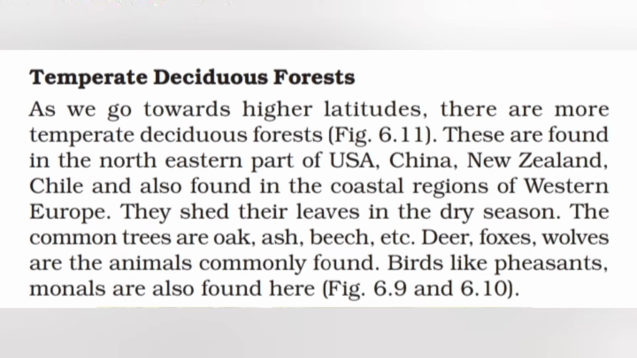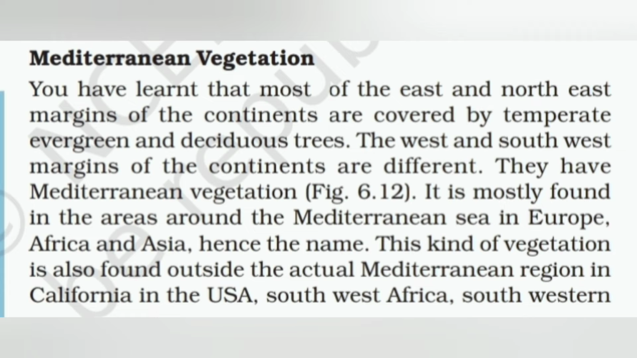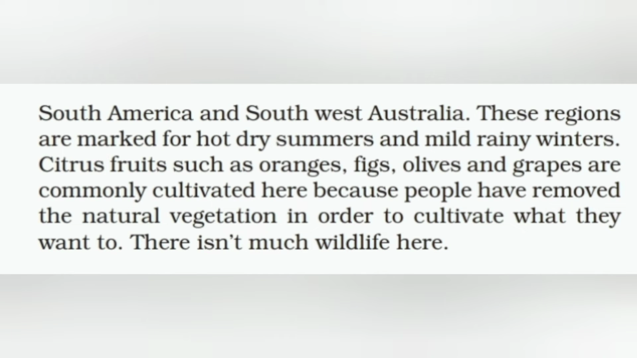Mediterranean vegetation. You have learned that most of the east and northeast margins of the continents are covered by temperate evergreen and deciduous trees. The west and southwest margins of the continents are different. They have Mediterranean vegetation. It is mostly found in the areas around the Mediterranean Sea in Europe, Africa and Asia, hence the name. This kind of vegetation is also found outside the actual Mediterranean region in California in the USA, Southwest Africa, Southwestern South America and Southwest Australia.